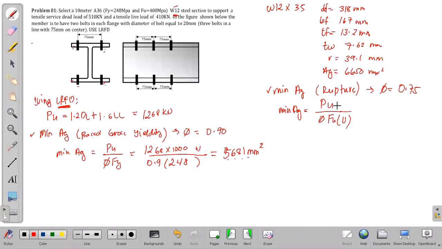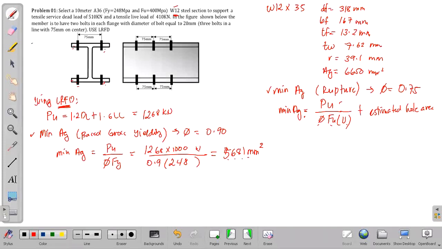Plus, of course, this equation is for the net area. Ang kailangan natin gross area. So, mag-add tayo ng estimated hole area. Meron tayong PU, 1268. Meron tayong phi, meron tayong FU. Ang problema natin, yung U. That is the shear lag factor. And then, yung estimated hole area. Paano natin kukunin yung estimated hole area? That is the number of bolts times the effective diameter of bolt times the thickness.